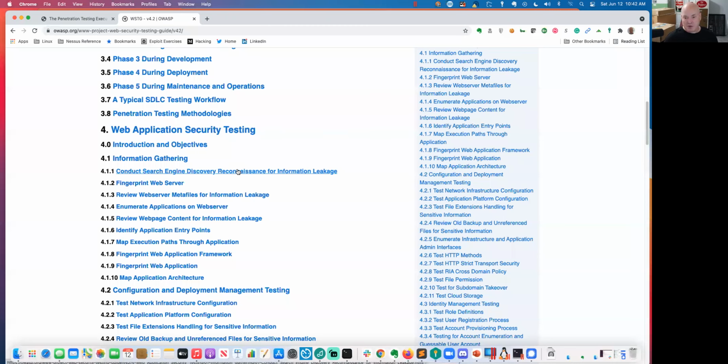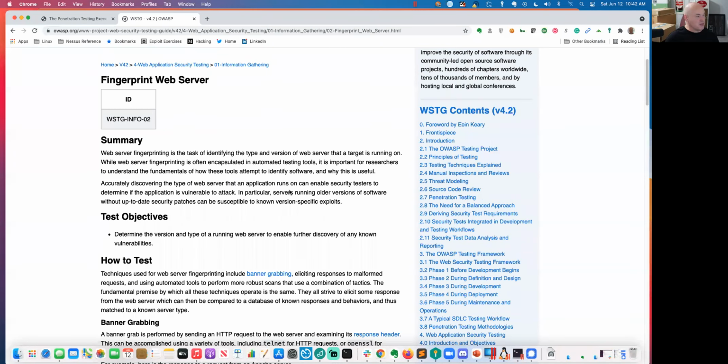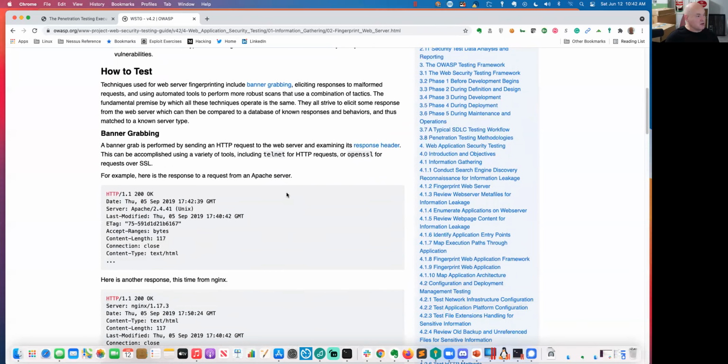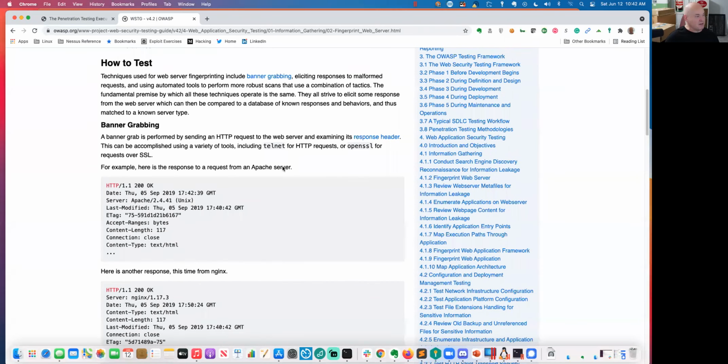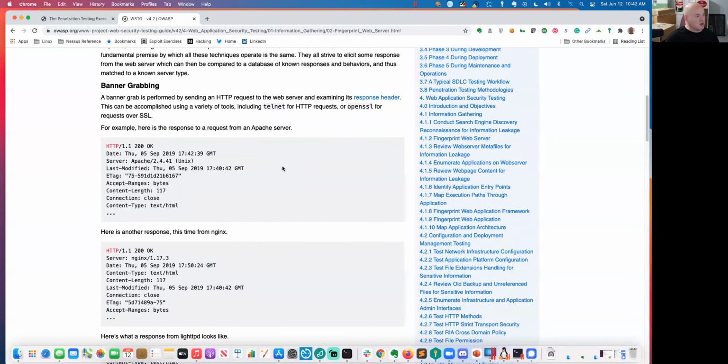Sometimes you don't think about it, but you can find stuff doing your Google searches where information is leaked, maybe even credentials, information that you can't access through the application that you may be able to find out there. Fingerprinting the web server. So you want to know what the version is. So they go through here and show you how. So they're doing banner grabbing. So they're using Telnet. There's all sorts of other ways to do that besides Telnet. Nikto is kind of a way to do that.